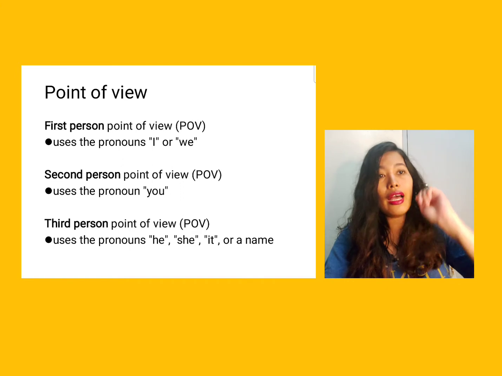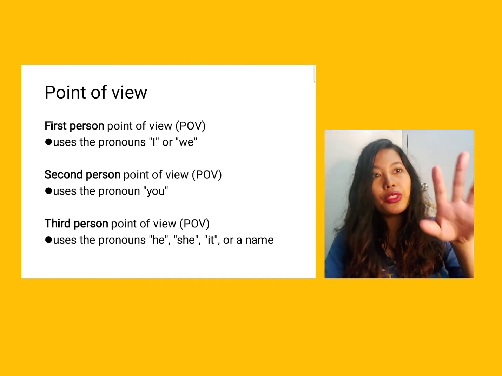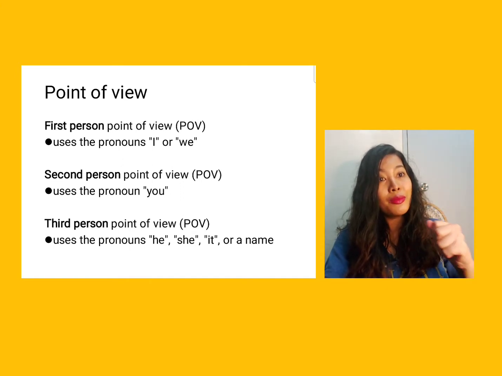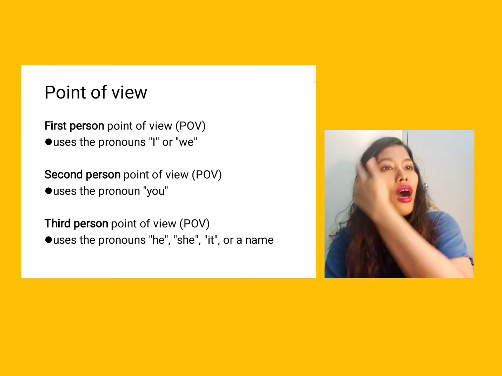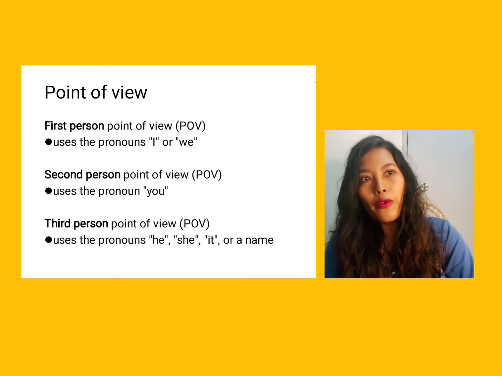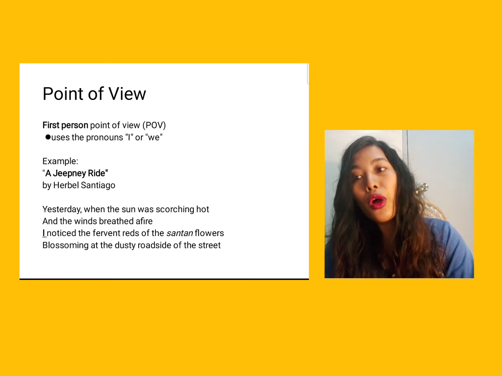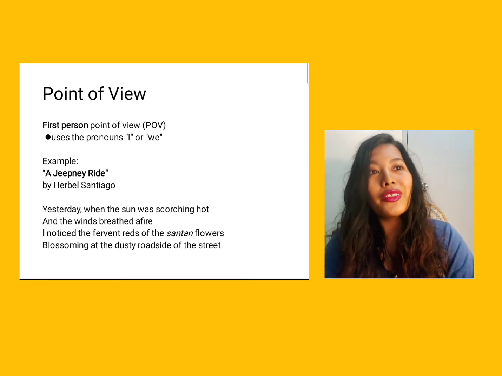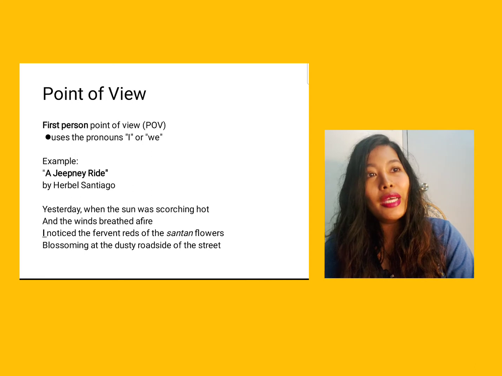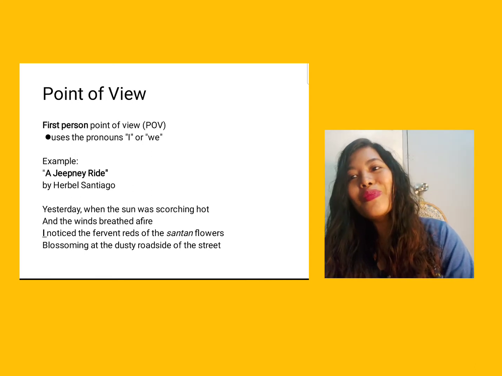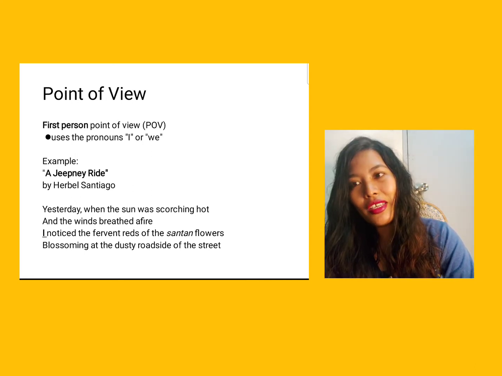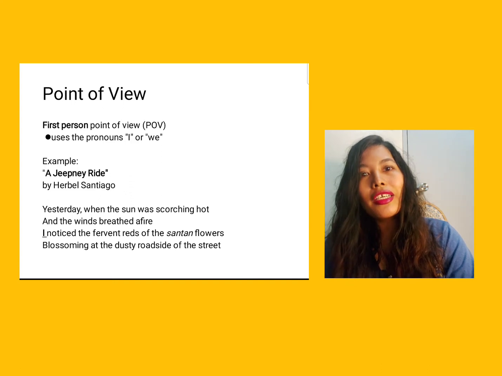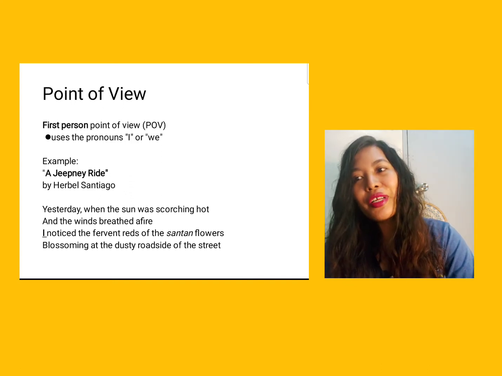All right. Now, how do we put that and how do we understand that in poetry? Now, let's have an example of a poetry that is written in first person point of view. It's one that once again uses the pronouns I or we. And I'm going to use my poetry, A Jeepney Ride. A Jeepney Ride by yours truly, Herbal Santiago.